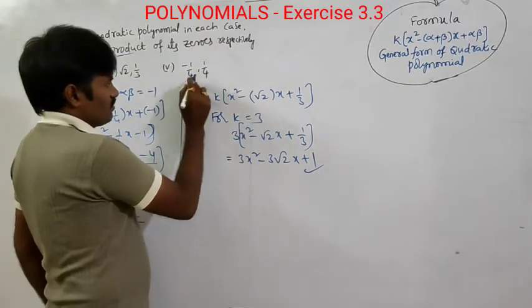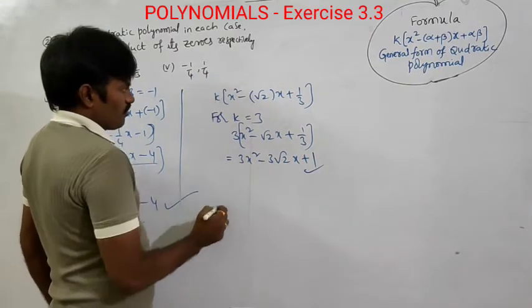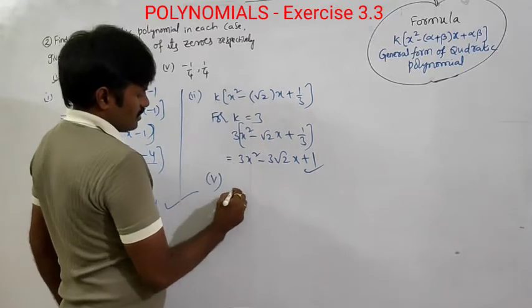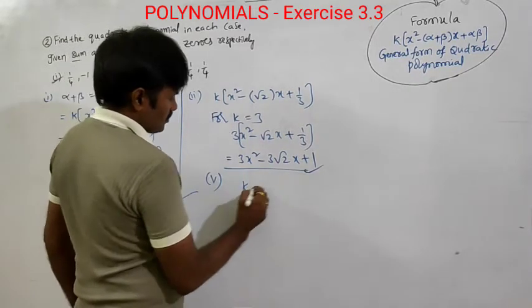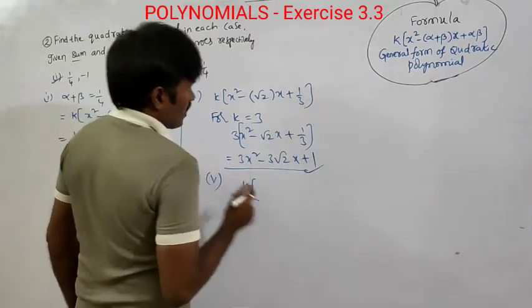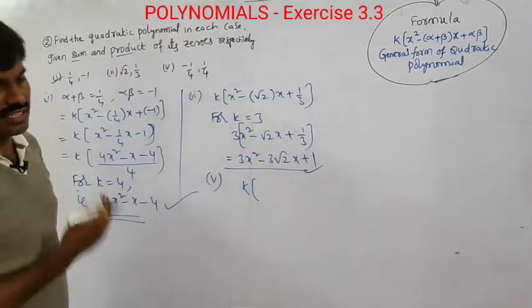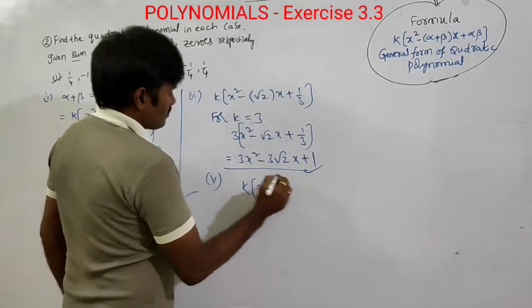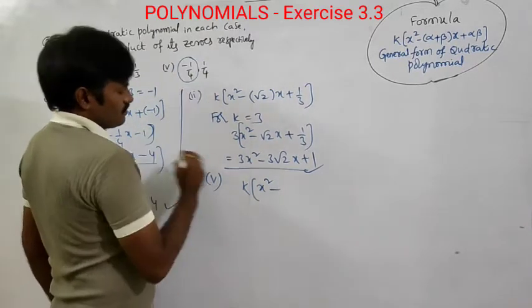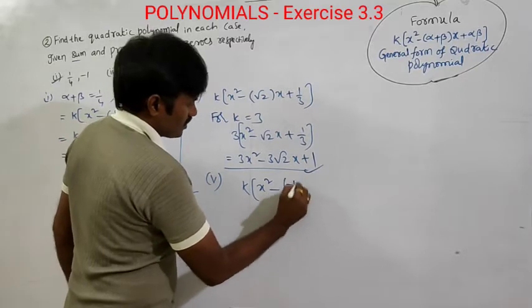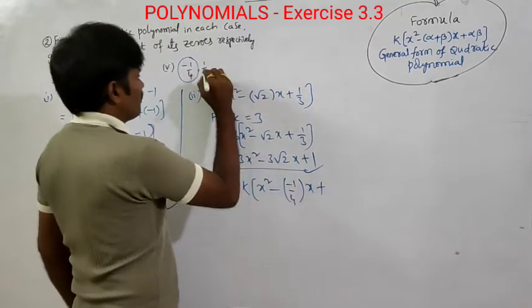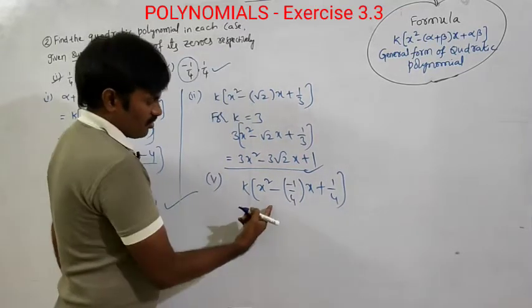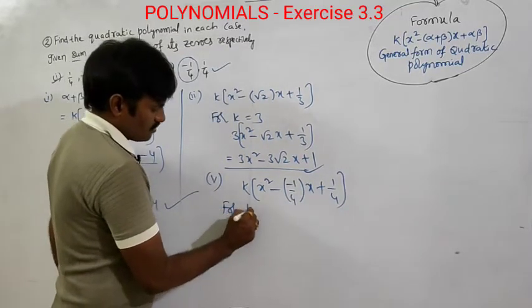Now if we come to minus 1 by 4 comma 1 by 4, again substitute in the formula. What is the formula? K of x square minus (alpha plus beta) into x plus alpha beta. So x square minus, what is alpha plus beta? Nothing but the sum, minus 1 by 4, into x plus the product of the zeros, 1 by 4. Now what is the denominator? 4. So k equals 4.